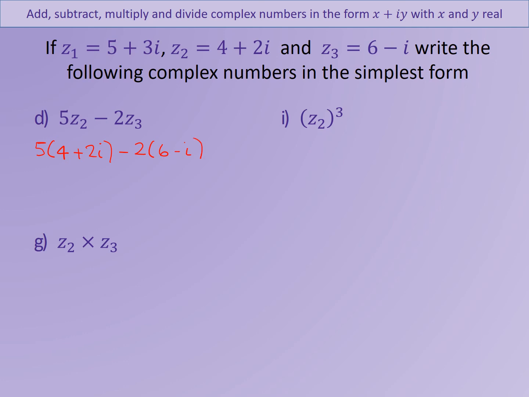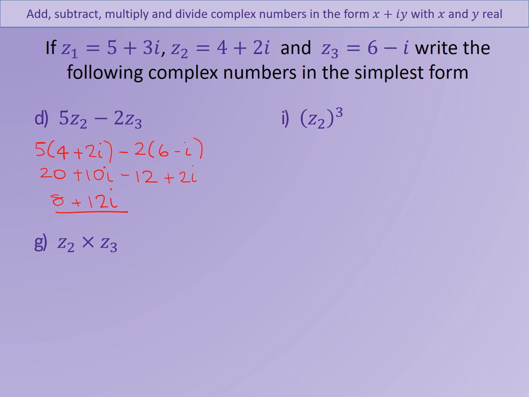Now multiplying those out, so we've got 5 multiplied by 4 is 20. 5 multiplied by 2i is 10i. Minus 2 multiplied by 6 is minus 12, and the minus 2 multiplied by minus i is plus 2i. Let's simplify. So we have the 20, take away 12, this gives us 8, and 10i plus 2i, which gives us 12i.